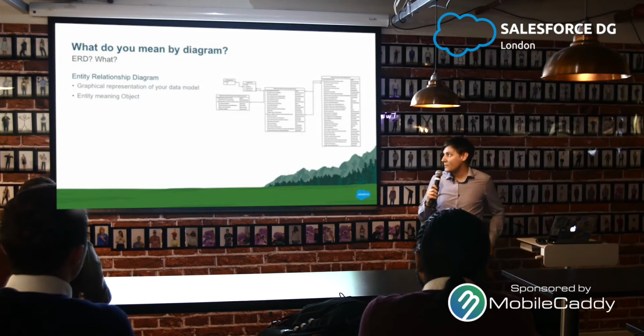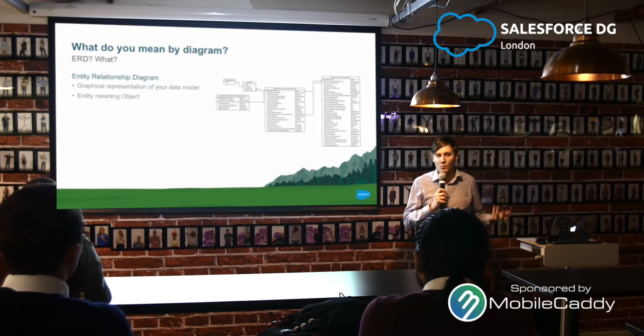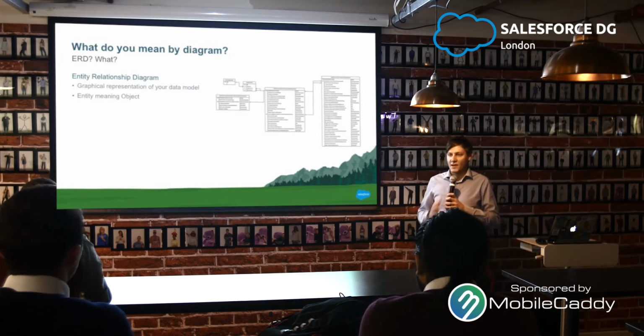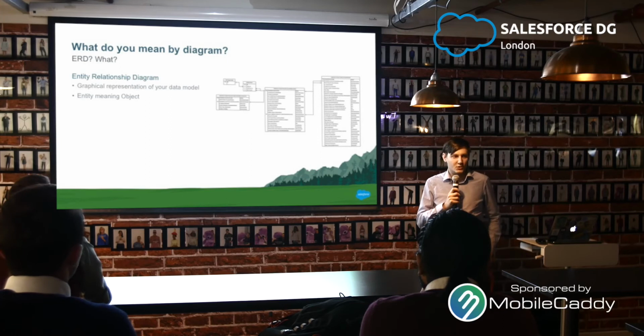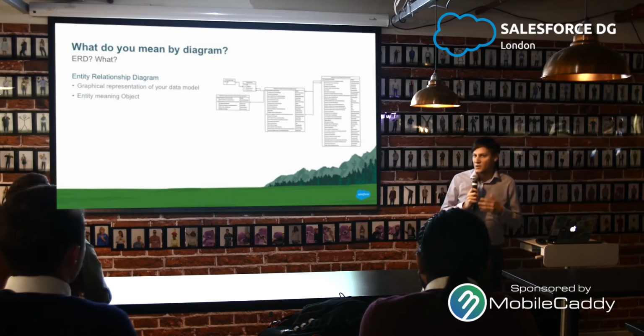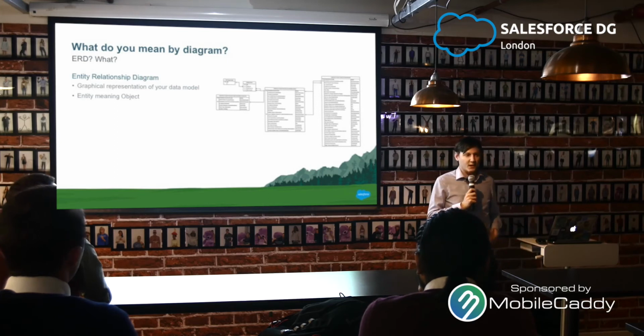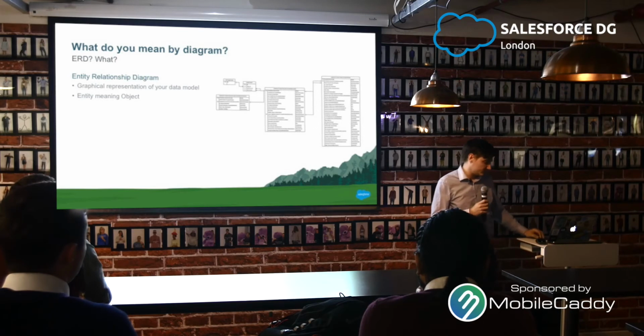So, what do I mean by a diagram? What am I talking about here? I'm talking about entity relationship diagrams. There's an example of one there. It's a fairly standardized way to do a graphical representation of your data model. So you see your objects, see your fields, things like that. When I say entity, in the Salesforce world, that means object.